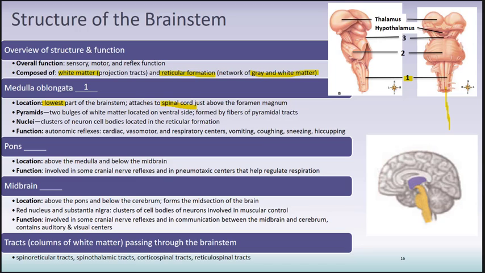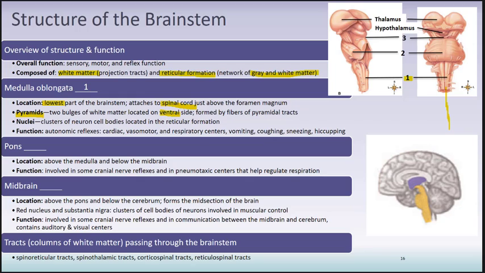The medulla oblongata contains what are called pyramids. And the pyramids, as part of the medulla oblongata, are these two bulges of white matter that are found on the ventral or the front surface of this part of the brainstem. And these pyramids are formed by these fibers that are referred to as pyramidal tracts.